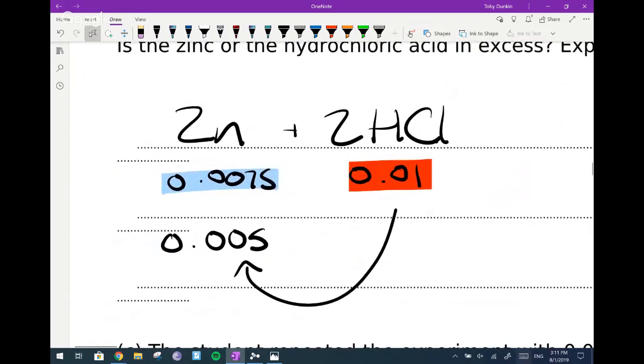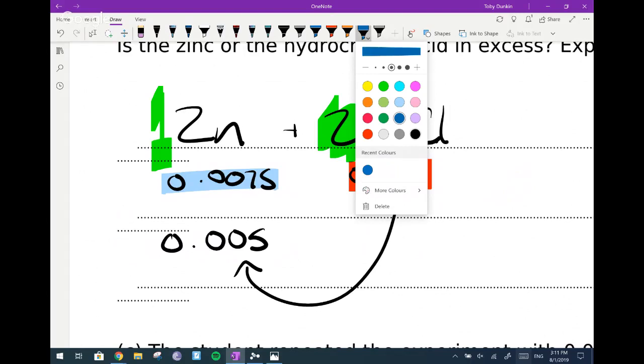what they've done is they've given you the 2 moles numbers, 0.0075 for zinc and 0.01 of HCl. Now here's the problem, the ratio is 2 to 1. What that means is it's a little bit more tricky to work out who's in excess. Now what you want to do is just cover up one of them. Make one of them disappear.